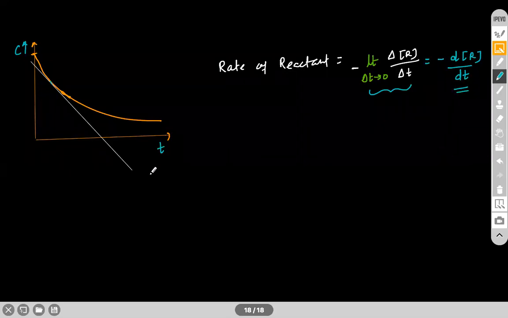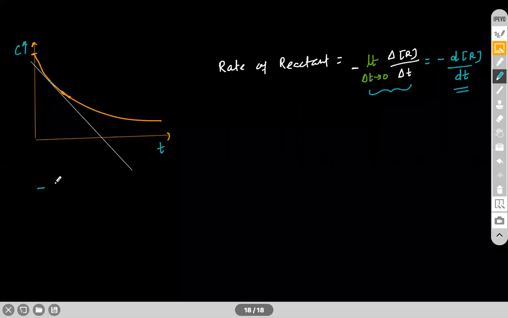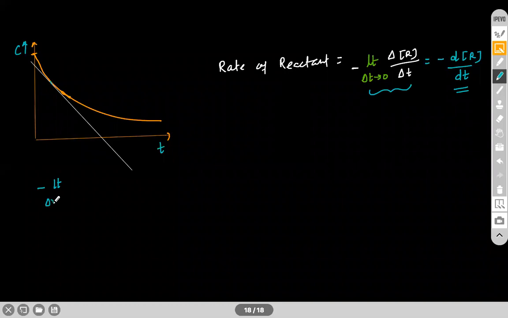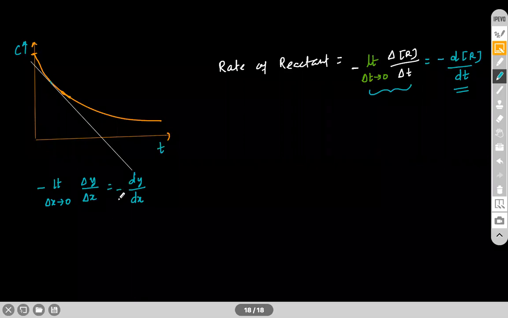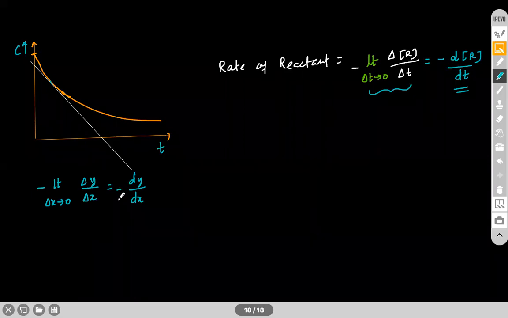Simply, if I write down here, minus of limit, suppose we have delta x tends to 0, delta y by delta x. So this becomes dy by dx. This is the mathematical definition of derivative, minus of dy by dx. Okay, the same thing we have written here.